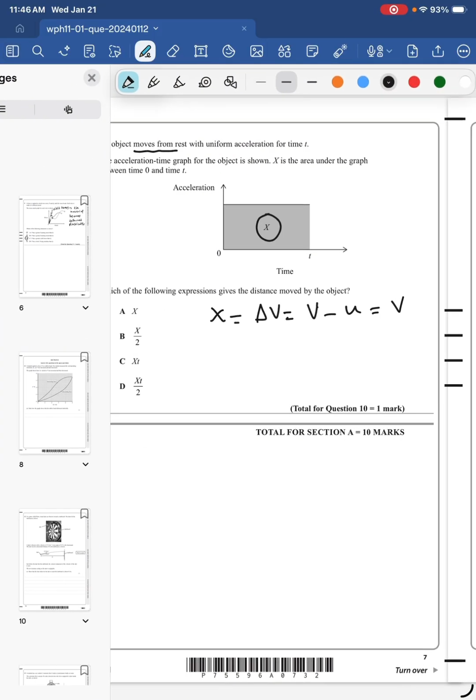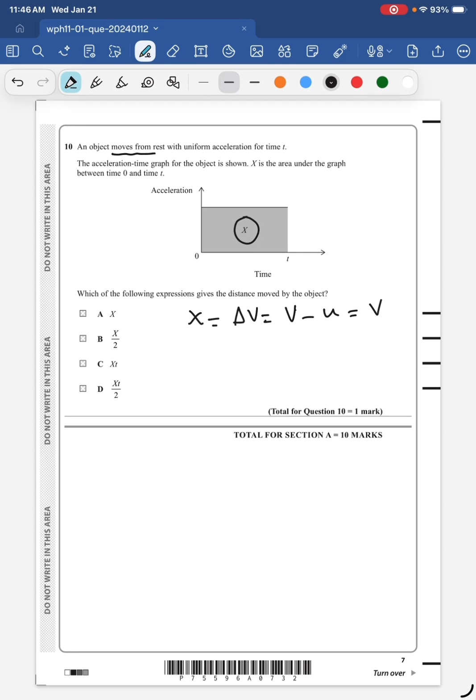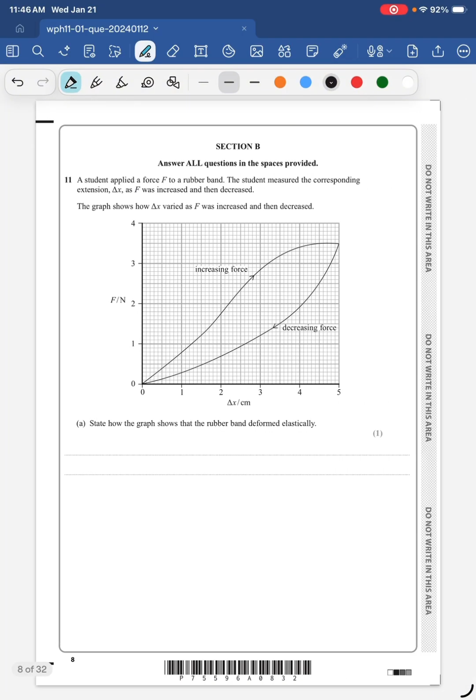Where was it here? So yes, actually option D is there, so that's the answer. So again, S is u plus v over 2 times t. U is 0, so we just have v times t over 2, but v is given by the area under the curve, so xt over 2. Okay, hope this makes sense. Let's move on.